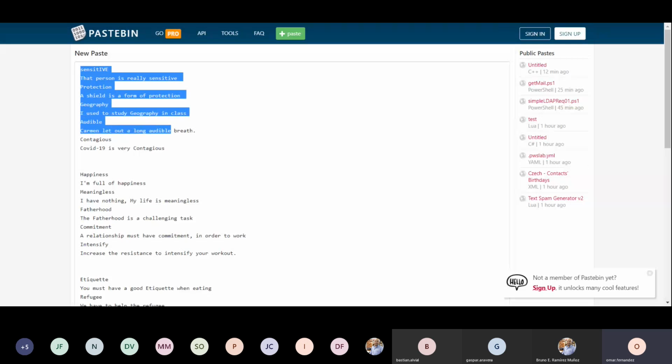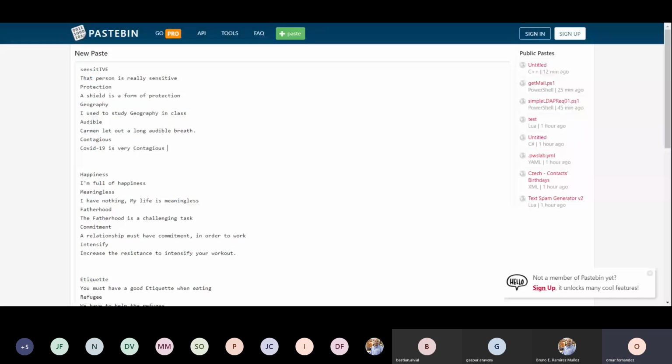Okay, so the first word I added was sensitive, with the suffix ive, and the sentence I used was: that person is really sensitive. All right, go on, Omar. You're doing very well.